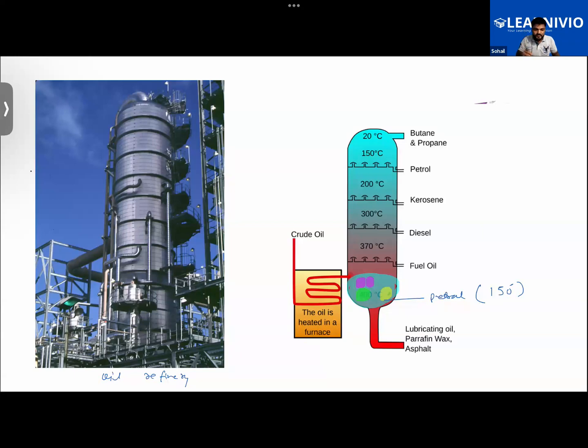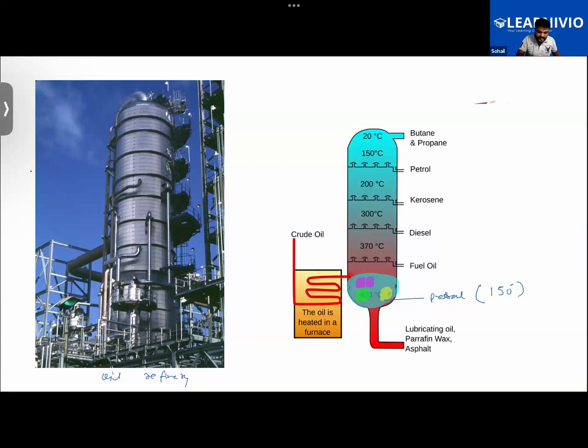If you want to see an actual video, do one thing after the class: search for fractional distillation of petroleum, where you can get the actual video and learn how exactly it takes place. First of all, the crude oil is heated at a very extreme temperature in a furnace, up to 400 degrees Celsius. What will happen? All of them will start to convert into vapor, at different temperatures, because their boiling points are different.